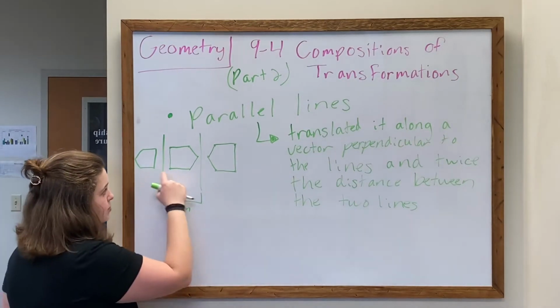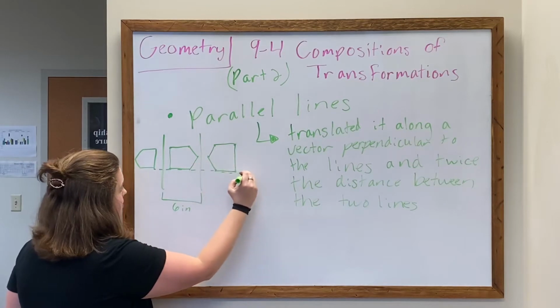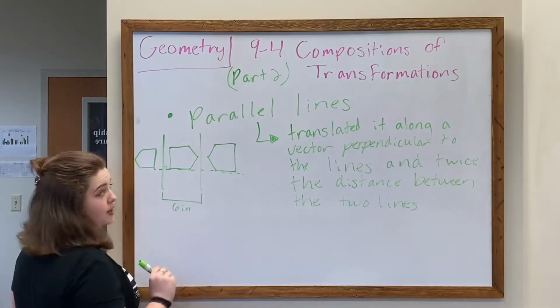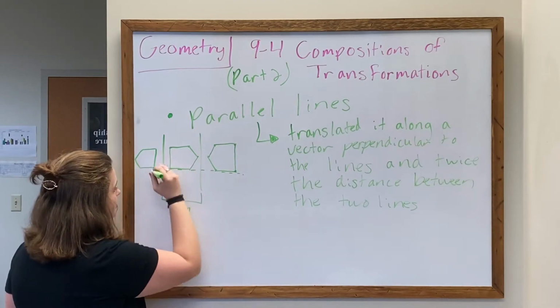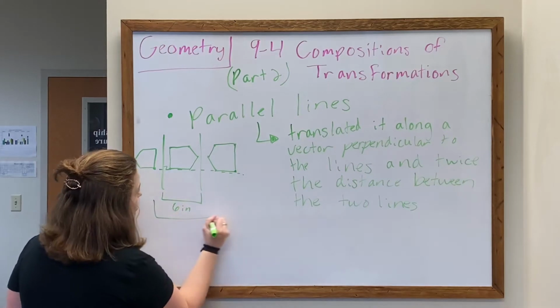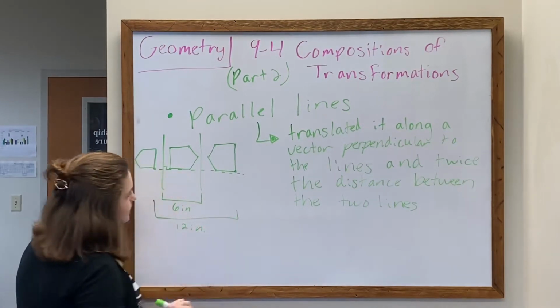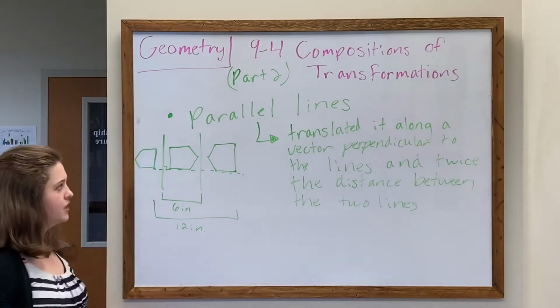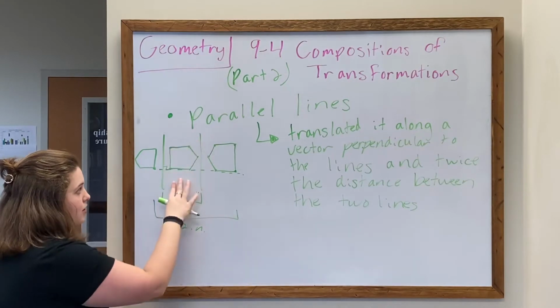Or I can know that this point and this one, my final image, is translated along a vector that's perpendicular to these lines. Perpendicular means it's at a right angle, and these points are twice this distance away. So if this is 6, then this one is 12 inches. So essentially this is like a trick to skip this middle step. I don't have to measure and draw this all over again.